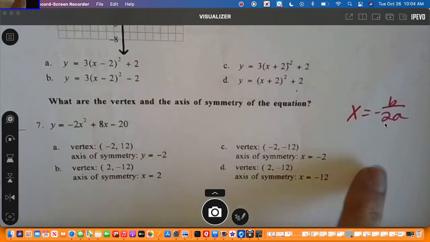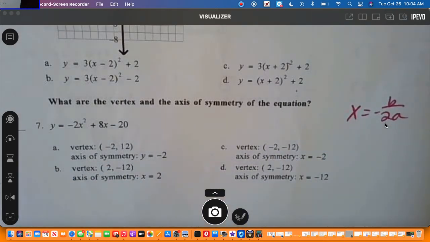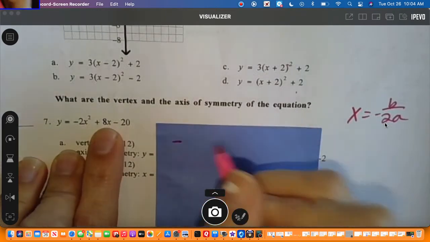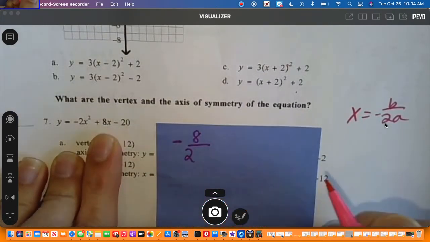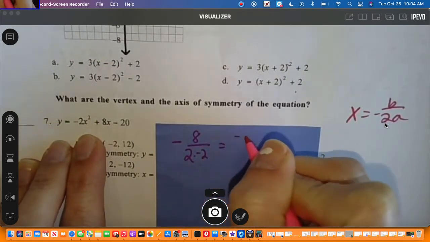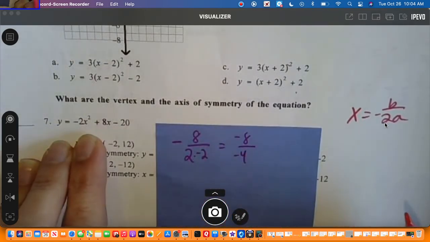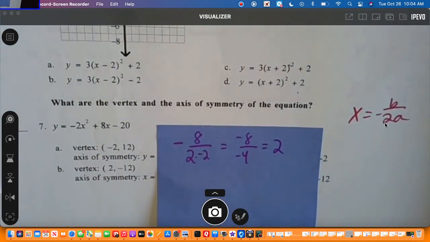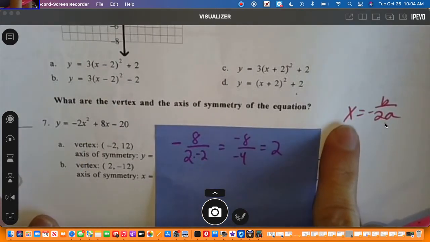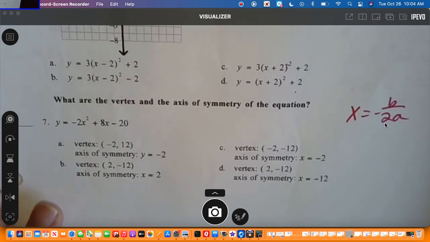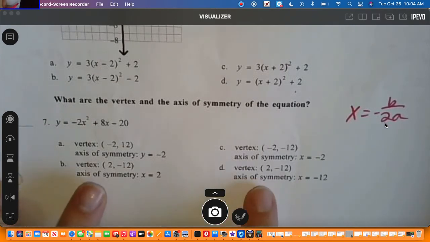Okay? If we did x is negative b over 2a, I'll just put this here and write on it. What is my b? I'm going to write negative 8 over 2 times, what's my a? Negative 2. So negative 4. So I get a negative 8 over a negative 4. What is that? A positive 2. So my x value for my vertex, because see that's our x, is 2. Which one of those has an x value of 2? B and D.